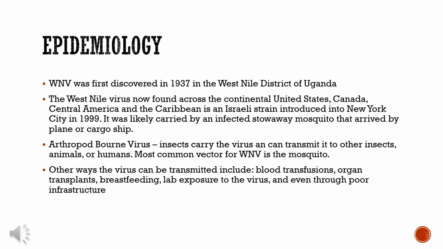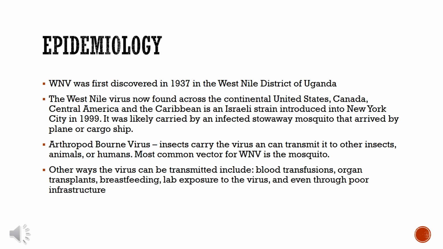The West Nile virus was first discovered in 1937 in the West Nile district of Uganda. The virus that is now found across the continental United States, Canada, Central America, and the Caribbean islands is an Israeli strain introduced to New York City in 1999. It was likely carried by an infected stowaway mosquito that arrived from a plane or cargo ship.